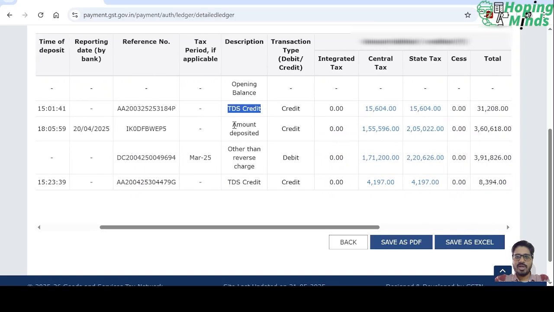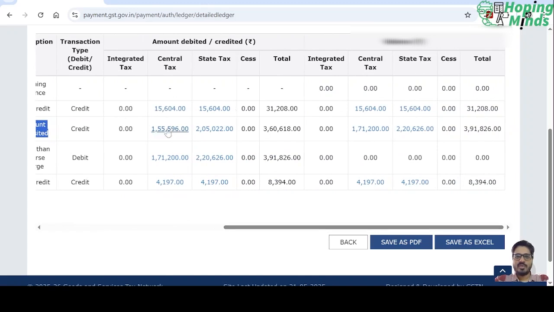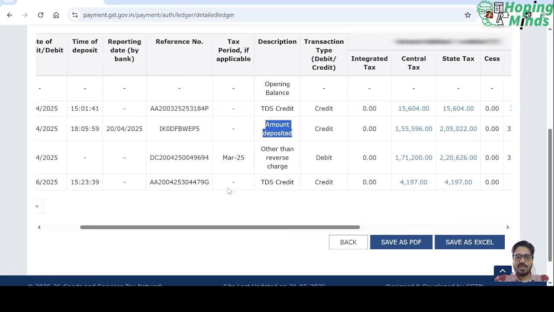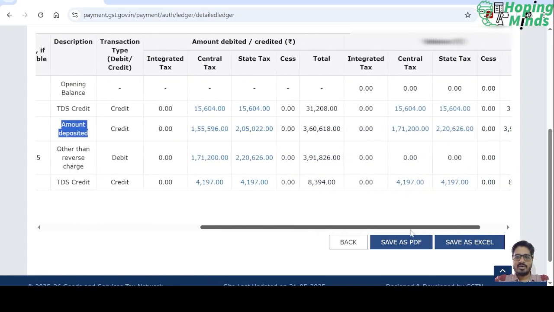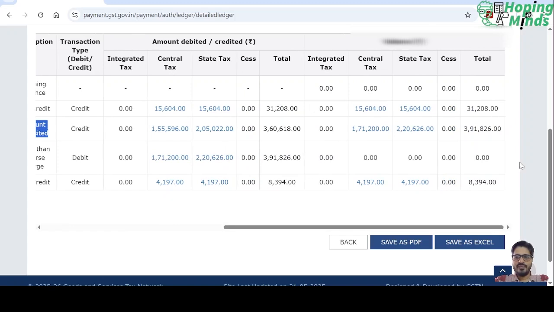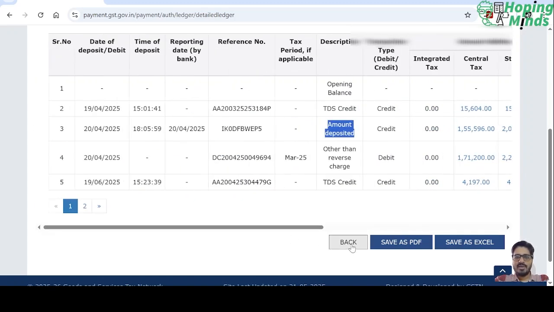Then this was the amount deposited. It was again credited to the cash ledger. Here's the amount debited, credited rupees 155,596, and towards the state liability we have deposited 2,05,022 rupees. Then our balance was 391,826, and the moment we utilized this cash amount for the payment of output tax liability for the month of March, it got debited to central tax and state tax, and the balance is reduced to 0. So this is how the cash ledger appears in the GST portal.